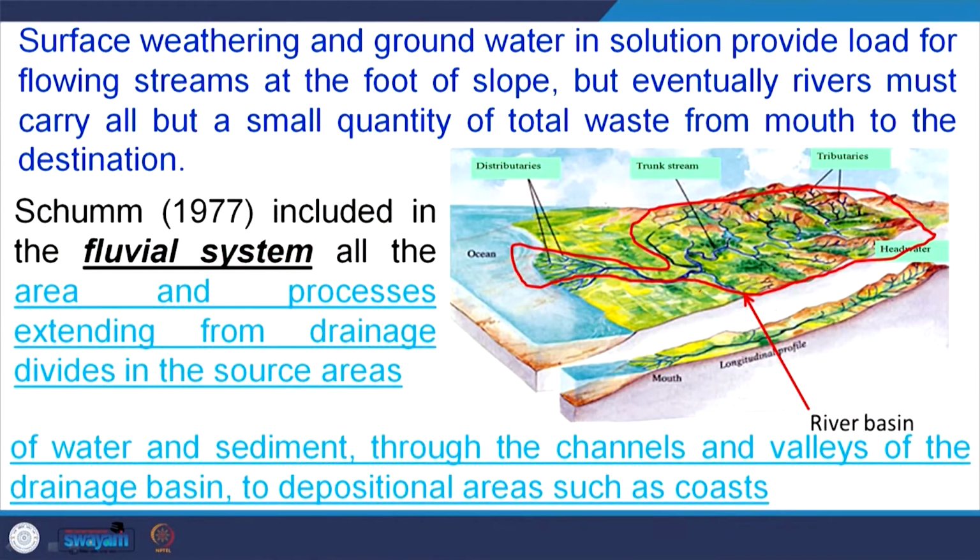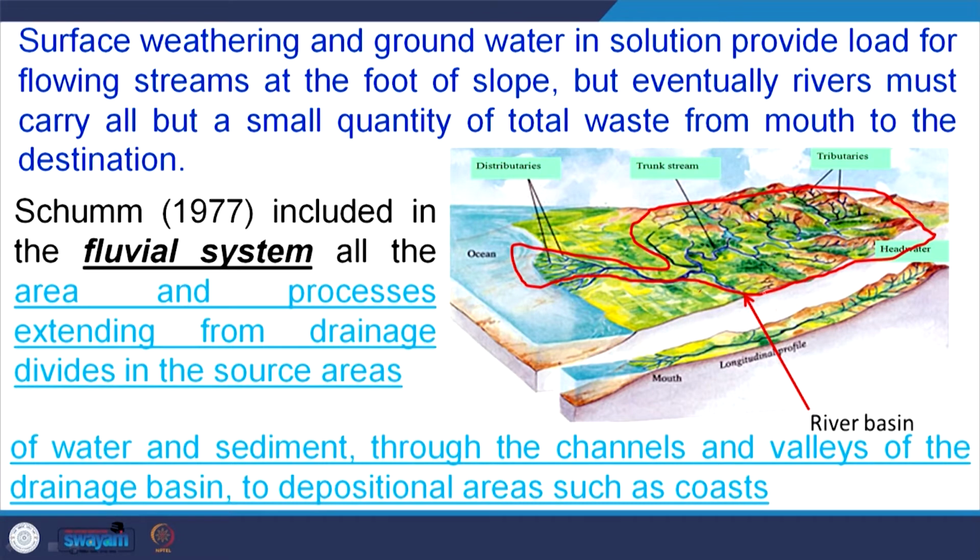Schumm in 1977 included the fluvial system as the area and processes extending from the drainage divides into the source area. Now, you see here the river basin, and the basic idea of a river basin is that the area which is totally influenced by a river is called a river basin.